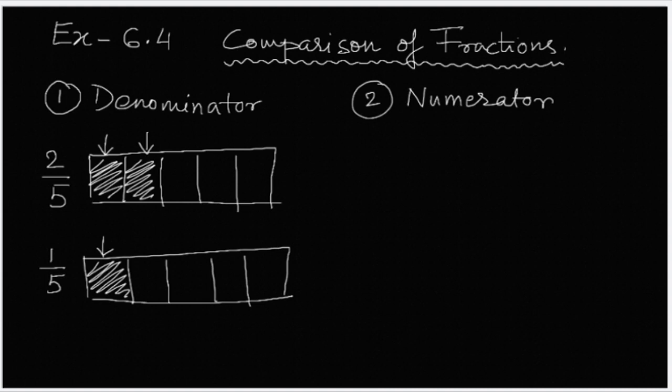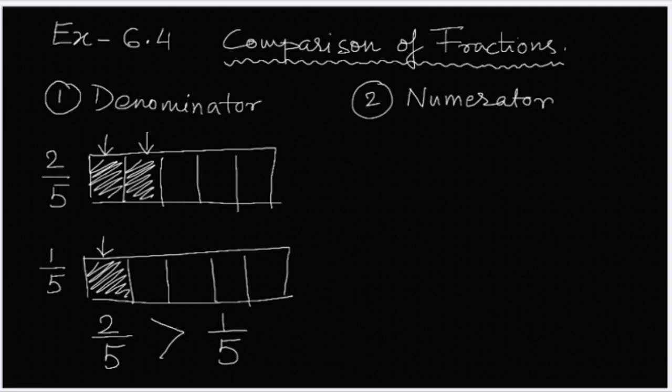Obviously this one, because here you are having two pieces of the chocolate and here you are having only one piece of the chocolate. So this means when the denominators are same, the fractions are compared looking at the numerator. And the fraction with the greater numerator is the greater fraction. So 2 by 5 is a greater fraction than 1 by 5. So I repeat, when denominators are same, the fraction with the greater numerator is the greater fraction.